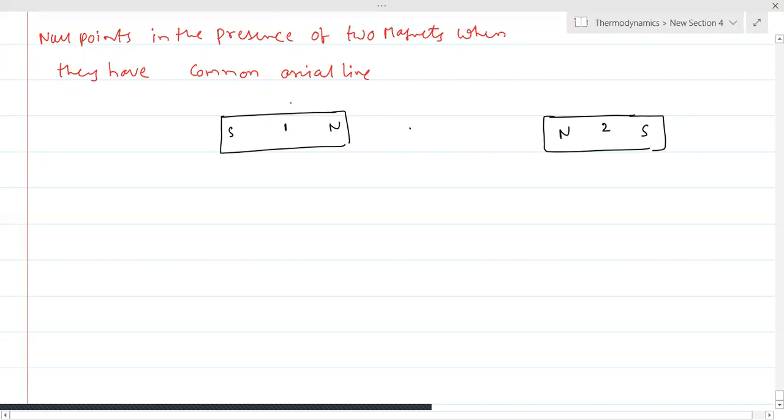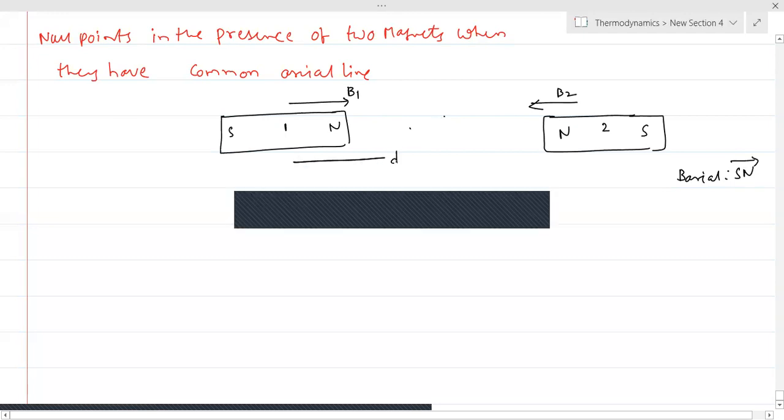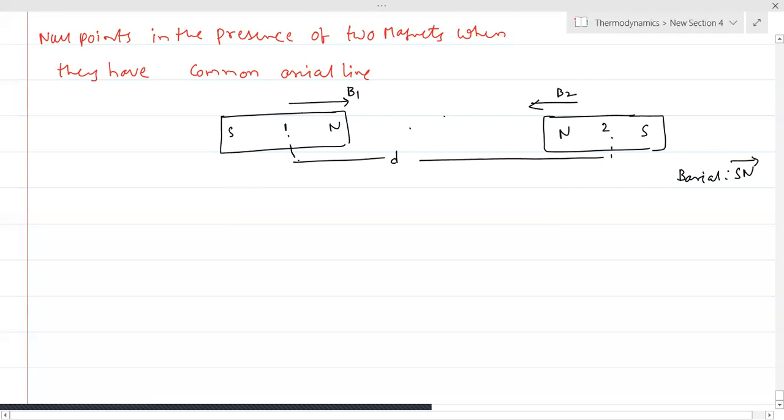So we are focusing on B axial. The B axial is like this, B1, and B axial for the second magnet is like this. We know the B axial direction is from south pole to north pole. So B1 is opposite to B2. So the null point exists inside. Suppose D is the distance between the two bar magnets. The null point exists inside because B1 and B2 cancel each other.